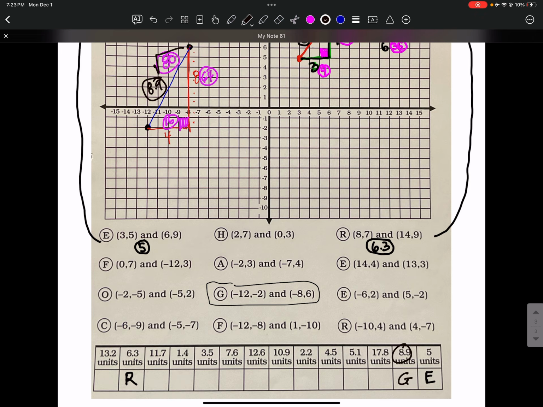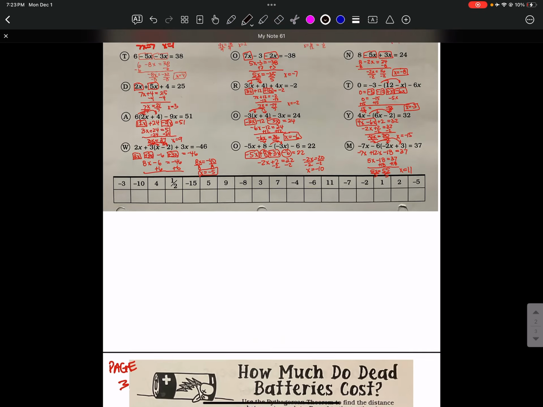All right, if you don't know how to do that, put the square root of 80 into your calculator, and it'll give you a decimal. Okay, good luck. See you later. See you tomorrow. Bye.